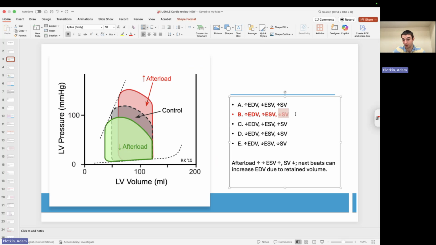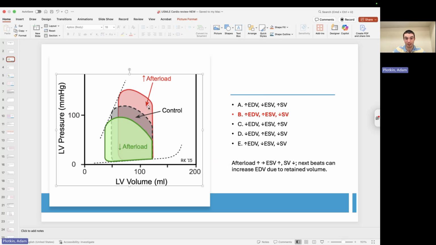So here in B, the stroke volume is low. Stroke volume would be from this point to this point, so it's much lower than my control. You also see the end diastolic volume is the same, but we'll talk about how on the next beat it's going to be different. And you can see the end systolic volume is actually going to be higher, because if I'm kicking out less blood on the contraction, there's more blood in the left ventricle after the end of systole.